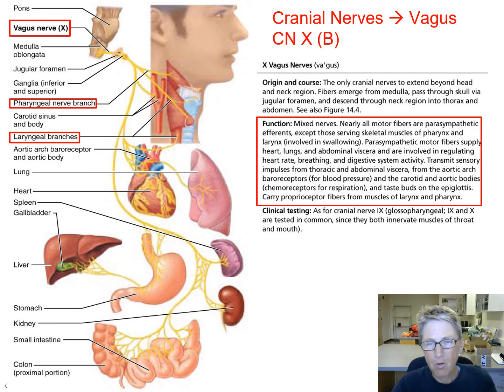So the vagus nerve is mixed, so it's got sensory and motor axons in it. Almost all the motor fibers are parasympathetic efferent motor neurons. And it can also transmit sensory information from the thoracic and abdominal viscera. So sensory afferent neurons will take information from the heart and lungs, for example, back to the brain.